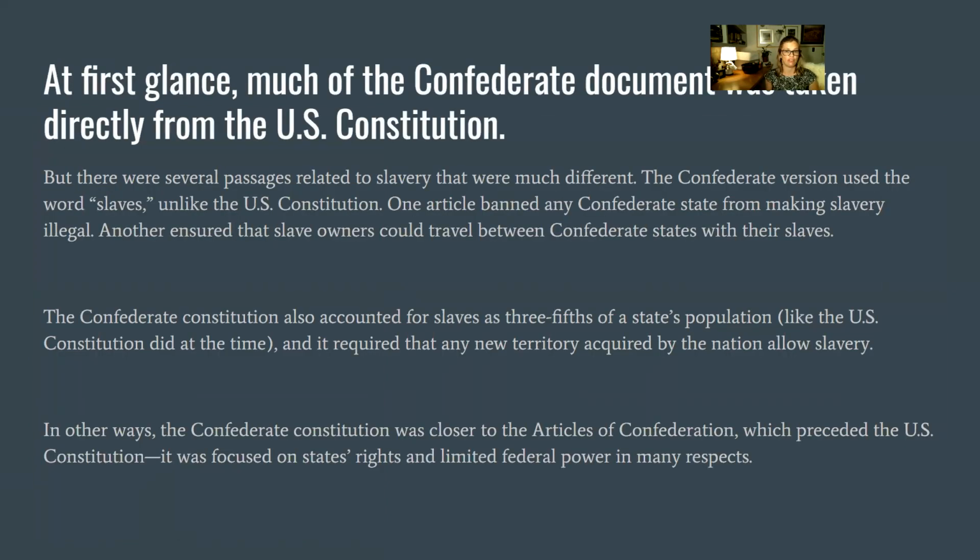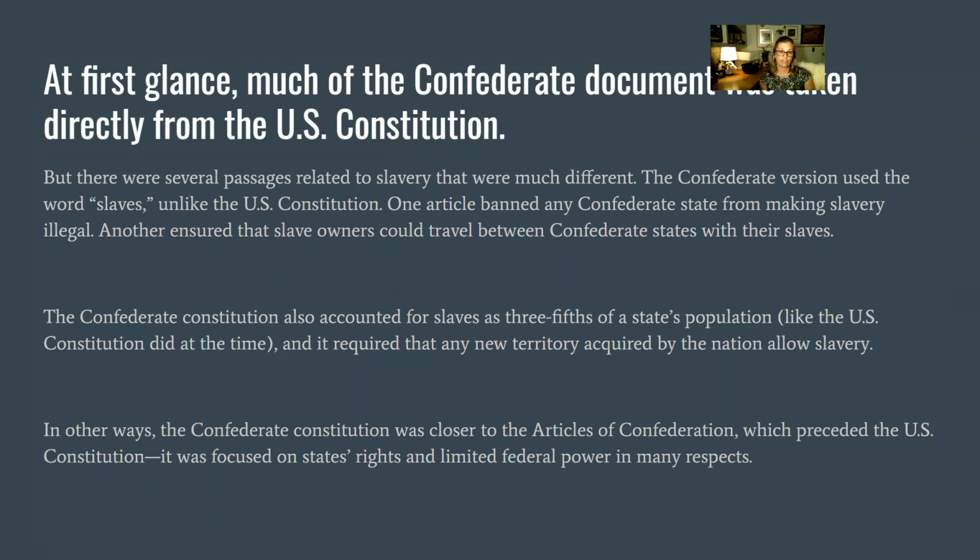So here's an example. At first glance, much of the Confederate document that they wrote came directly from the United States Constitution. Now, there are some differences. But there were several passages related to slavery that were much different. So they actually only significantly changed the Constitution of the United States when it came to amending anything that had to do with slavery. The Confederate version used the word slaves, unlike the United States Constitution, which left the word slave out completely.